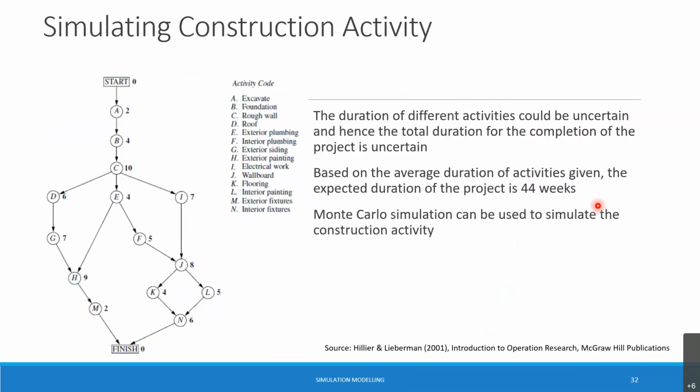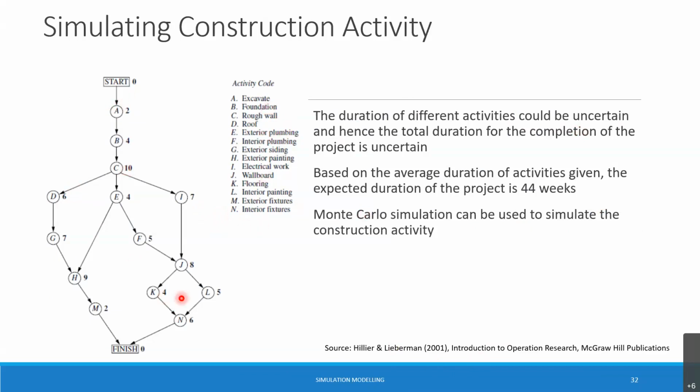Last, I'll just show another simple example. This is like, for example, I'm trying to simulate a construction activity. I just borrowed this graph from Hillier, Introduction to Operations Research. For example, you have different activities like excavation, foundation, rough wall, roof, and so on. These are different activities, and this is the flow chart.